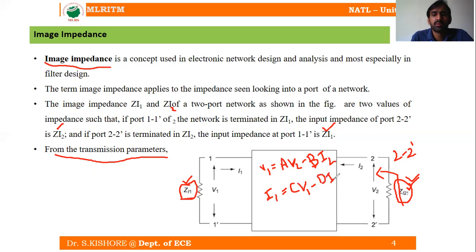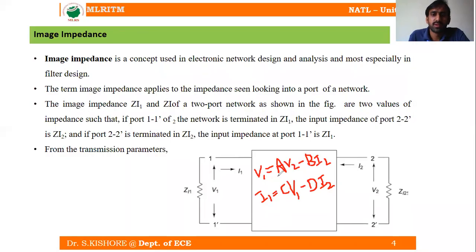So these are the two parameters which we have already derived. These expressions, V1 and I1, we have already derived. Now from these expressions, coming to the image impedance calculation, if the network is terminated with respect to the second port, then the input impedance is going to be ZI1. This ZI1 is nothing but the image impedance, and the corresponding current here is I1.